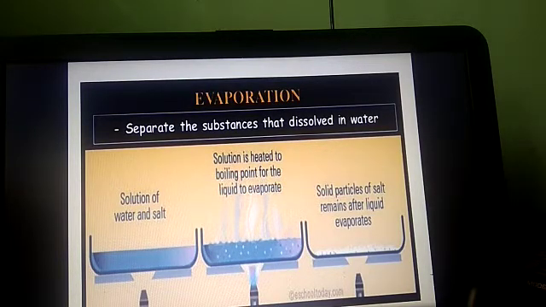And next we have evaporation, used to separate substances that dissolve in water. Changing of liquid into its gaseous form is termed evaporation. In this method, the liquid component of the solution evaporates and escapes, leaving the solid component behind. Evaporation is commonly used in extracting common salt from seawater.